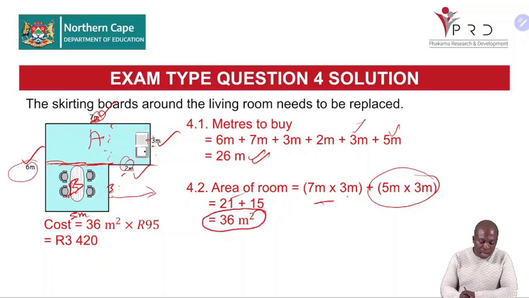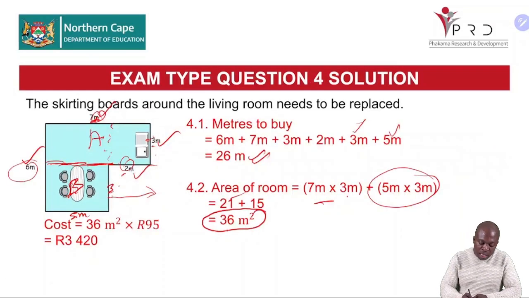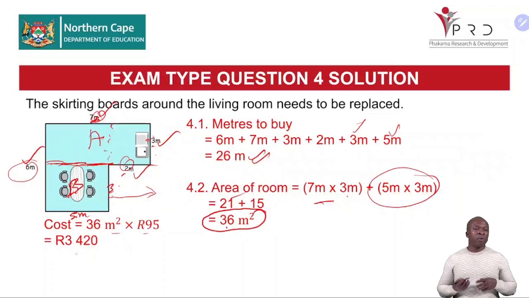Because they are saying to us, if we were to go back a little bit, that each square meter of flooring laminate costs 95 rand. So how much will it cost? It means the 36 meters squared, we are going to multiply by 95 rand per meter squared, meaning it will cost us 3,420.